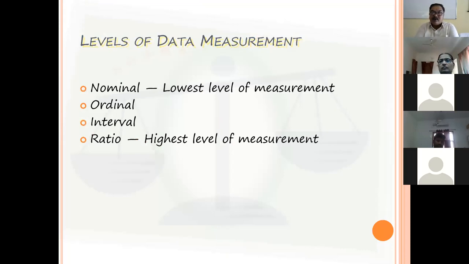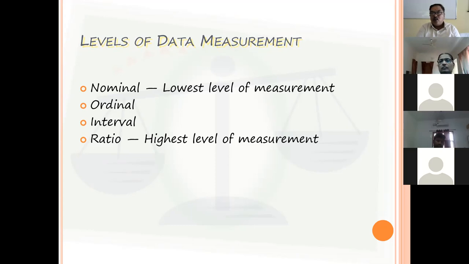As I already mentioned, the most important property of the data is the level of data measurement. That is the scale of data. At what scale do you have the data? The data you have is of what scale? Is it nominal scale data, ordinal scale data, interval data, ratio scale data? Whatever you say, the data will be treated as nominal, ordinal, interval, or ratio scale data.